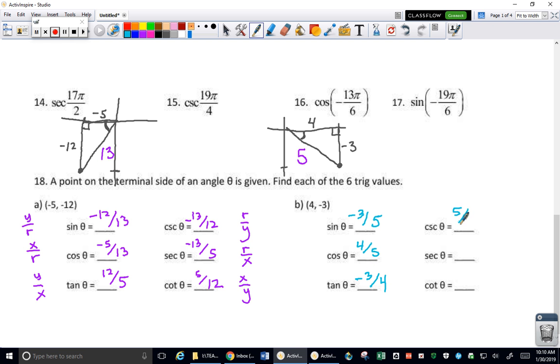And then these ones are the reciprocals, so -5/3, +5/4, and -4/3. So from the point, you're able to draw a triangle in space with the x-axis, where the right angle is never at the origin, because that would not include this point.